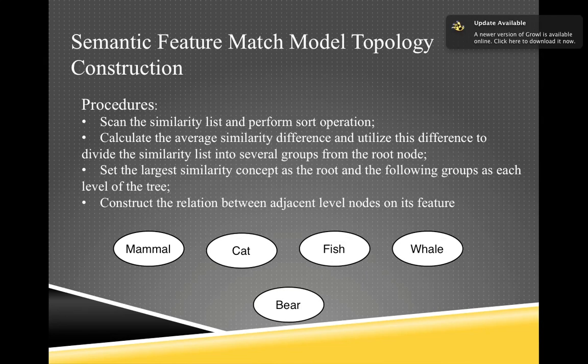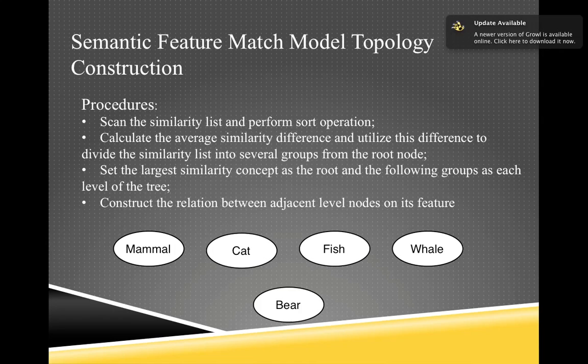After these two procedures, you can build a topology. The method cites the largest similarity concept as the root nodes and the following groups at each level of the tree, then constructs the relation between the adjacent level nodes based on its feature. What does it mean? It means that from the biggest similarity value to the smallest one, you cite the biggest one as the root node.